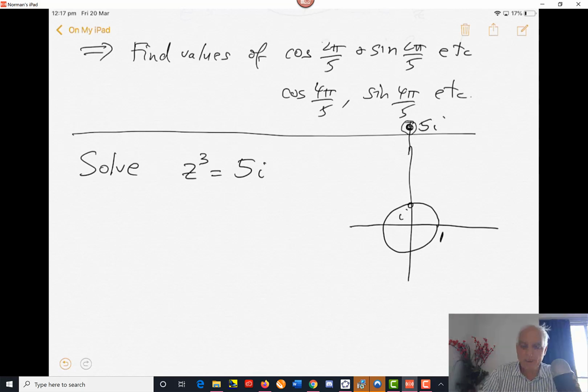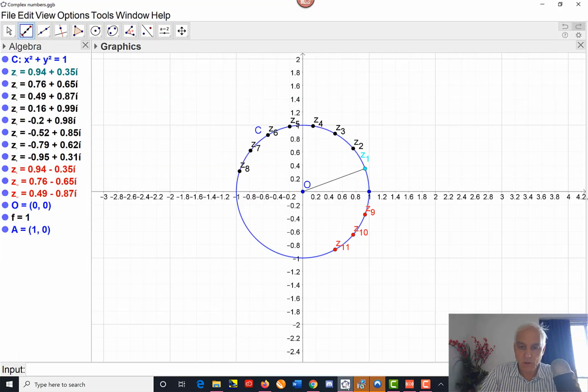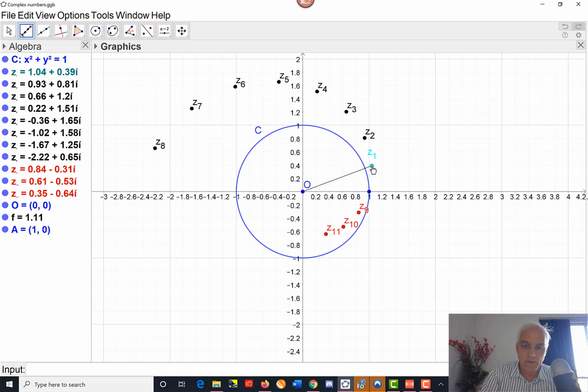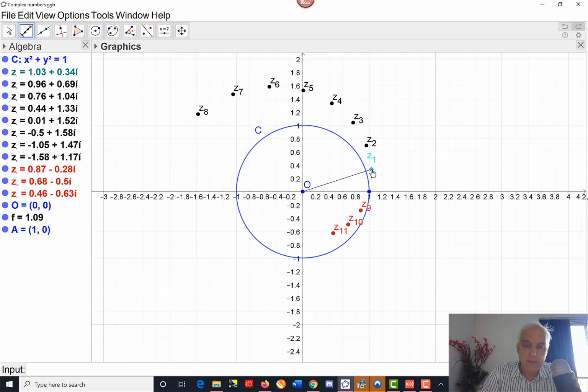To prepare us for that, let's have another look at GeoGebra. Here, I remind you, there's the point z1, and here are the various powers. Now, I'm going to disassociate the point from the circle. Have a look at what happens to the powers. They still march around at an angular, regular fashion, but their moduli are increasing. And that's because the modulus of the square is the square of the modulus.